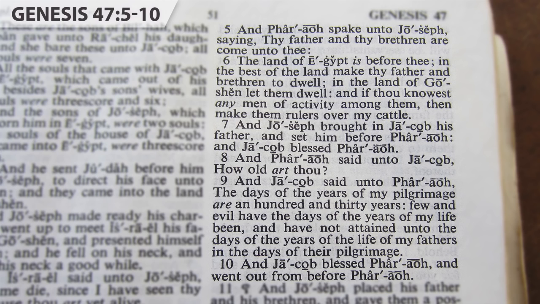And Joseph brought in Jacob his father, and set him before Pharaoh. And Jacob blessed Pharaoh. And Pharaoh said unto Jacob, How old art thou? And Jacob said unto Pharaoh, The days of the years of my pilgrimage are 130 years. Few and evil have the days of the years of my life been, and have not attained unto the days of the years of the life of my fathers in the days of their pilgrimage. And Jacob blessed Pharaoh, and went out from before Pharaoh.